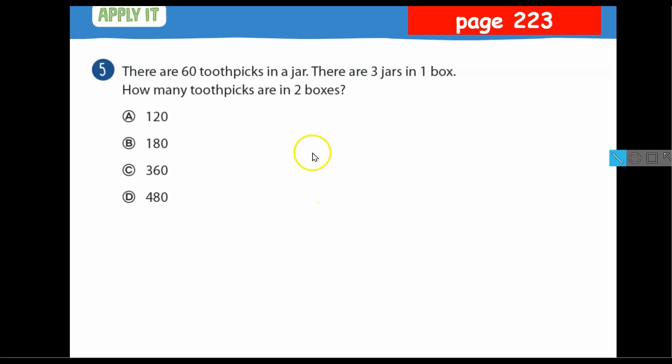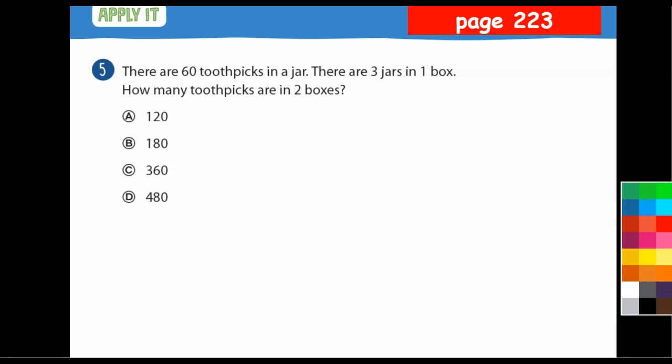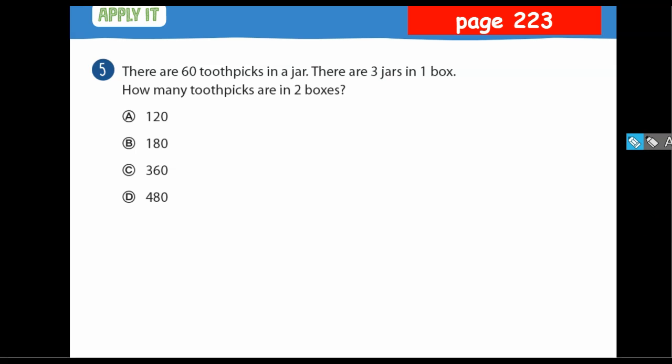Okay, going to do number 5 for me. It says there are 60 toothpicks in a jar. There are 3 jars and 1 box. How many toothpicks are in 2 boxes? Okay, whoa, time out. This is not as basic as it sounds. Let's read it together. Okay?